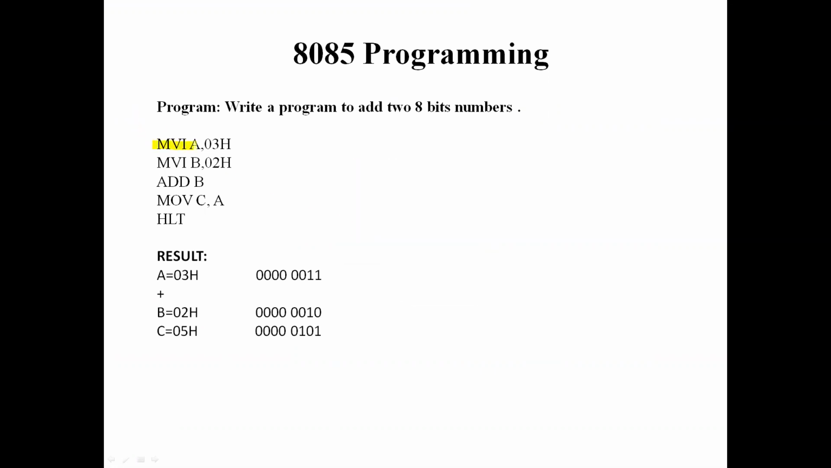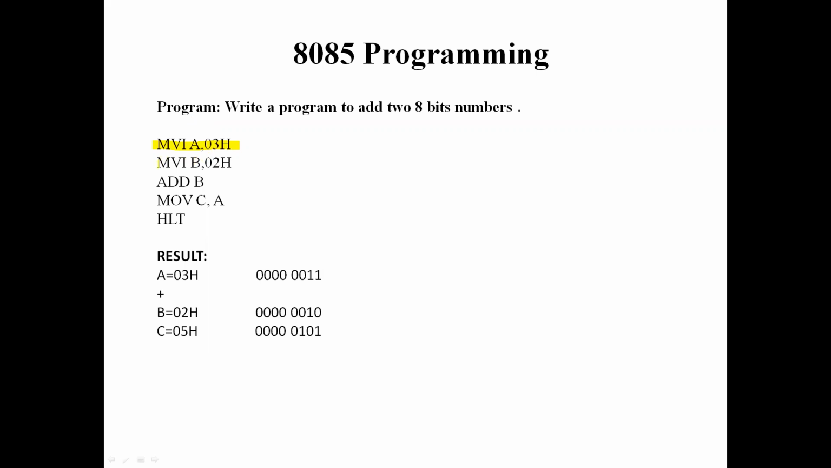So this is MVI A,03H. MVI means, let's see what the addressing mode is. First we'll go to the addressing mode. It is the immediate addressing mode. Immediate addressing mode means 03 is directly transferred to the accumulator. So it is immediate addressing mode.